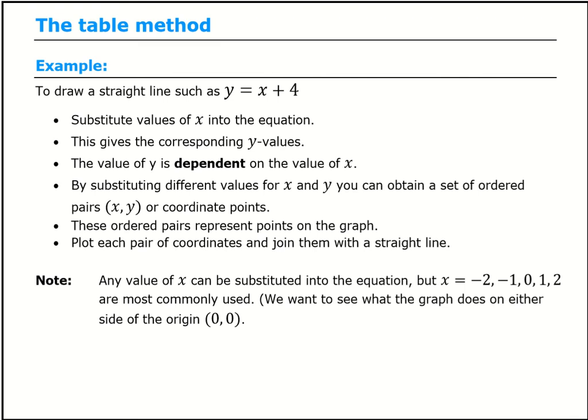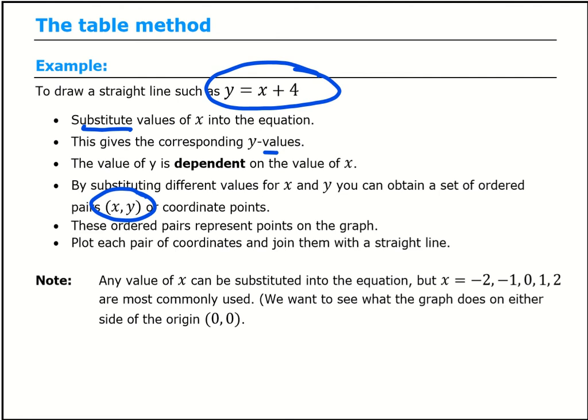So our table method, I've got an example here and we want to draw the graph of y equals x plus 4. So the key things that we're going to do is some substitution. We're going to substitute some values of x into that equation and find the y values. Then that will give us a coordinate point which we can then draw on the graph.